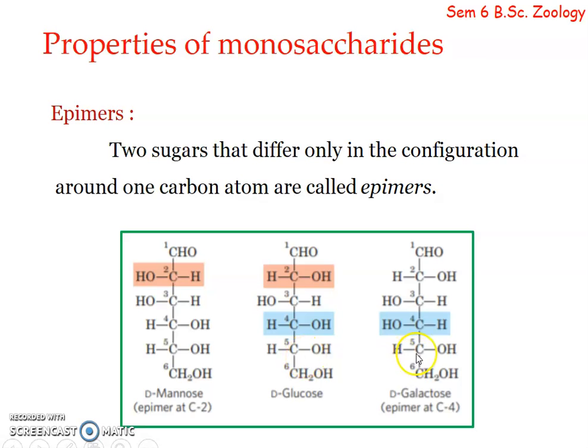While D-glucose and D-galactose are epimers at carbon 4, because all other carbon atoms have their substituents arranged in a similar way in both molecules. But at C4 it is different: the hydroxyl group is on the right side in glucose while it is on the left side in D-galactose. So these two are one set of epimers, and D-mannose and D-glucose is another set of epimers. I hope it is clear.